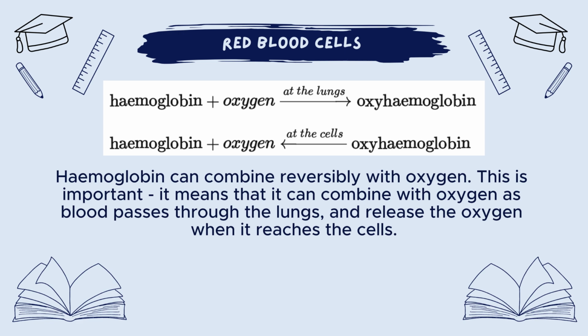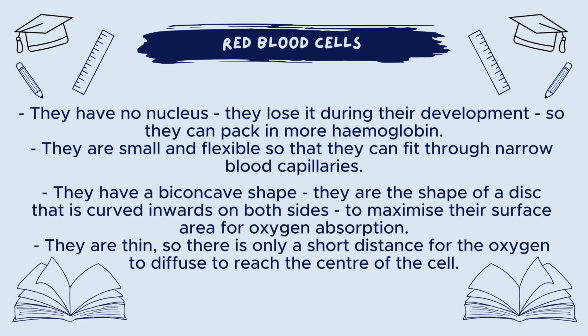This is important. It means that it can combine with oxygen as blood passes through the lungs and release the oxygen when it reaches the cell. Red blood cells have no nucleus. They lose it during their development so they can pack in more hemoglobin. They are small and flexible so that they can fit through narrow blood capillaries. They have a biconcave shape.